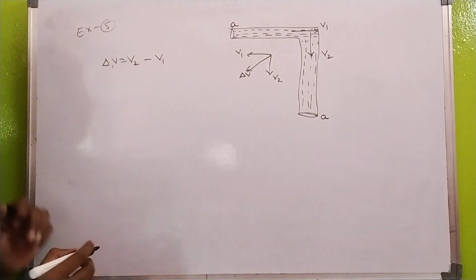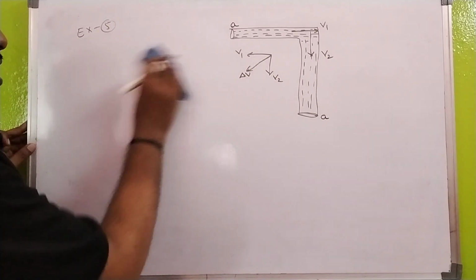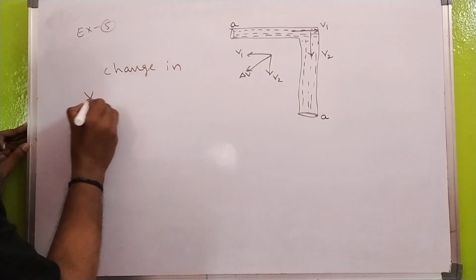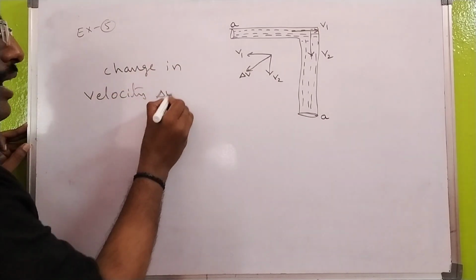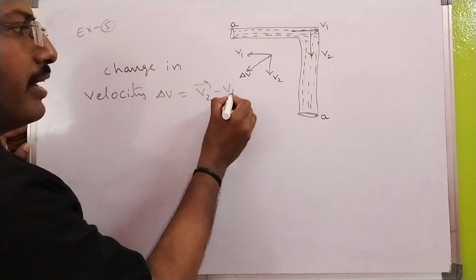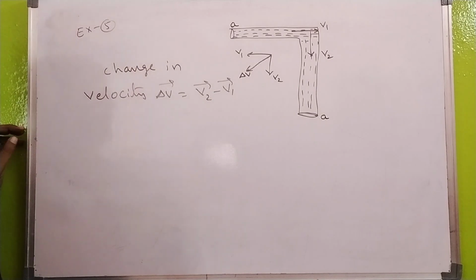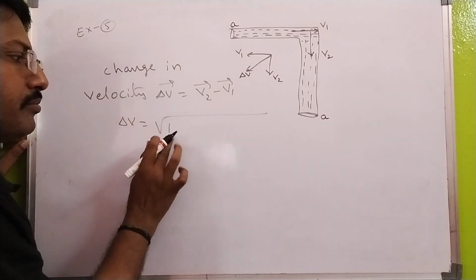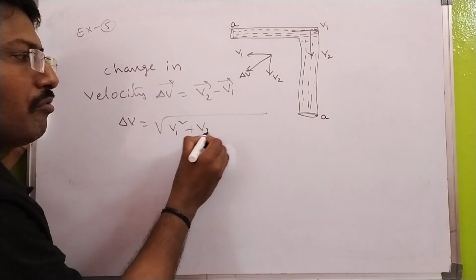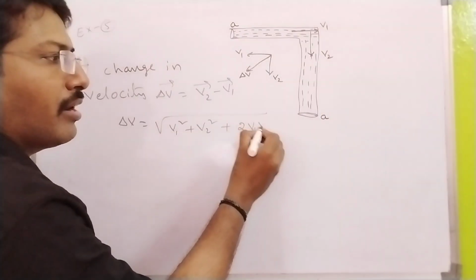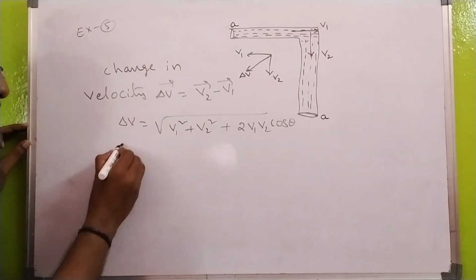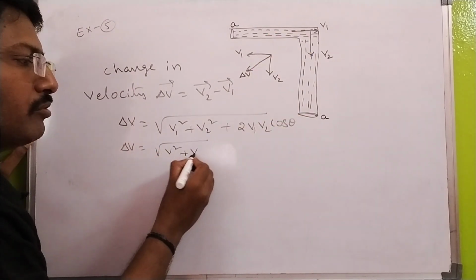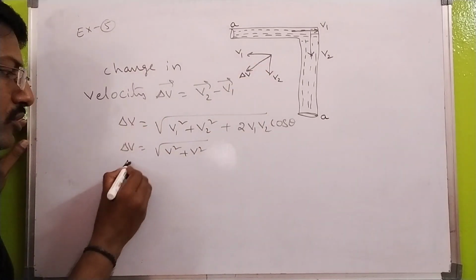So how to calculate the change in velocity? According to vector notation, the change in velocity delta V is equal to V2 bar minus V1 bar. In this situation both have the same magnitude. So delta V is equal to square root of V1 square plus V2 square plus 2 V1 V2 cos theta. Here cos 90 is 0, so finally V square plus V square. Same magnitude but different directions, so the change in velocity is equal to root 2 V.